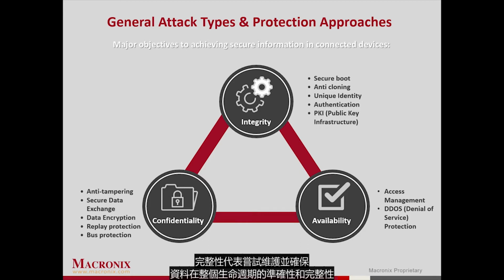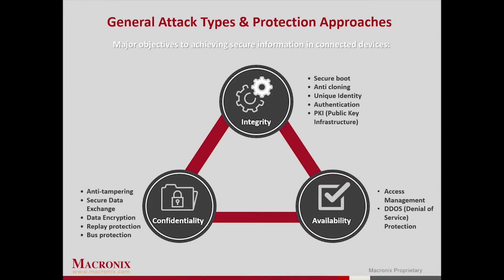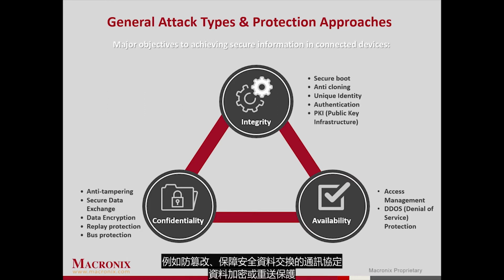And integrity means that you're trying to maintain and assure the accuracy and completeness of data over its entire life cycle. Examples of that would be secure boot, anti-cloning, authentication. And then confidentiality means that the information is not made available or disclosed to unauthorized individuals, entities, or processes. Examples could be anti-tampering, protocols that guarantee secure data exchange. It could be data encryption or replay protection.